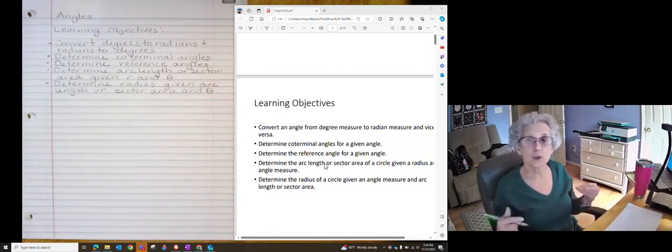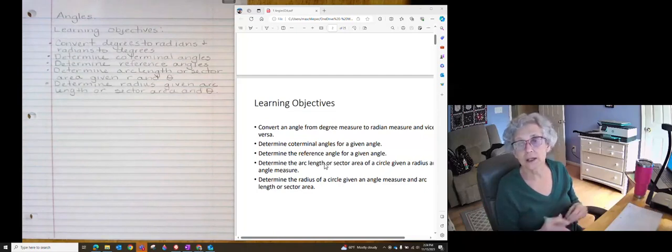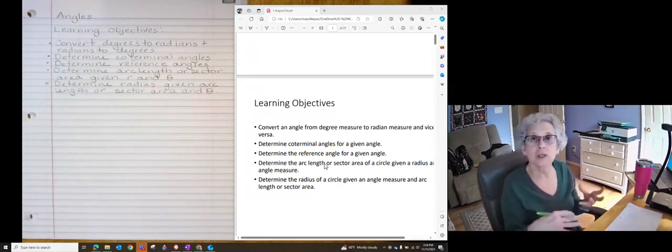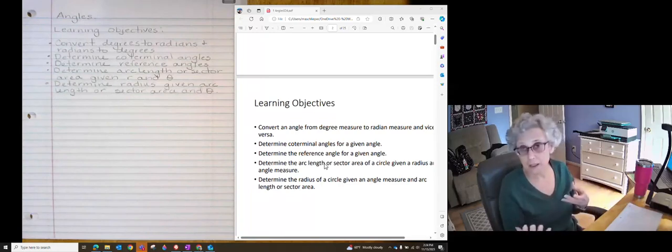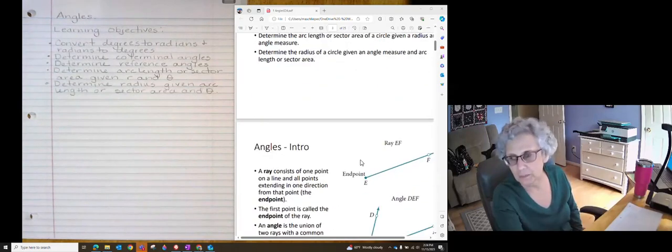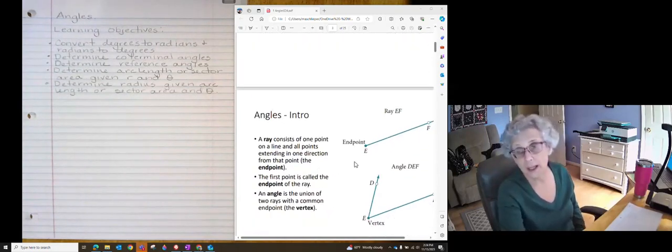And then we're going to use formulas for arc length and sector area to compute those values, or if we're given those values, be able to compute the radius. So, a lot in this section. So, first thing, what is an angle?